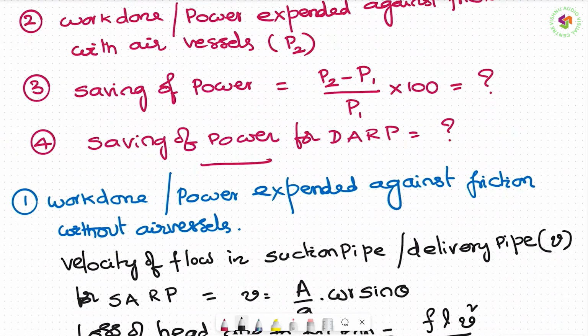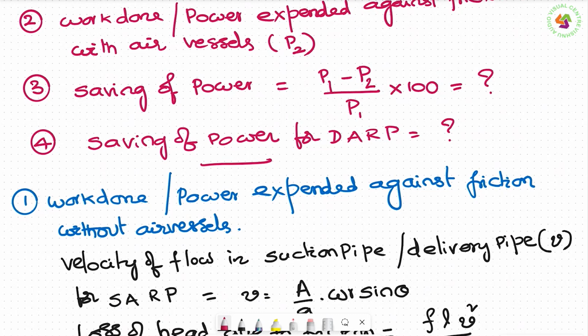Here, actually, one small mistake. Normally, without air vessels the power spent is more, and with air vessels the power spent is less. So this ratio whatever we are talking about should be P1 minus P2 by P1. Apart from that, everything is fine.